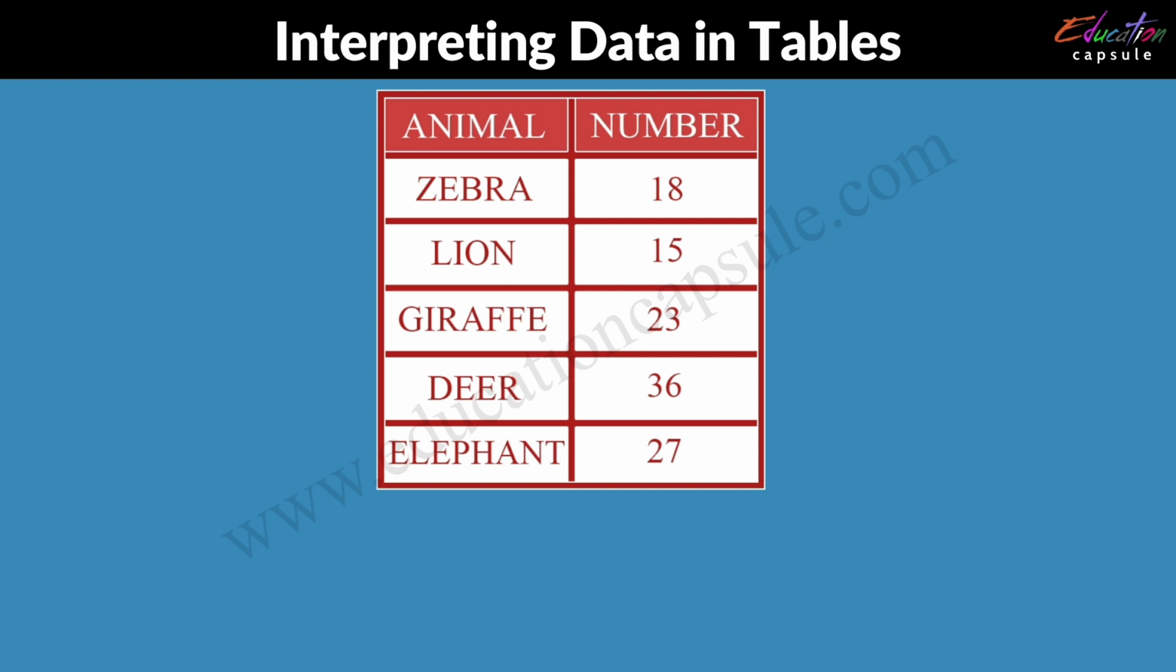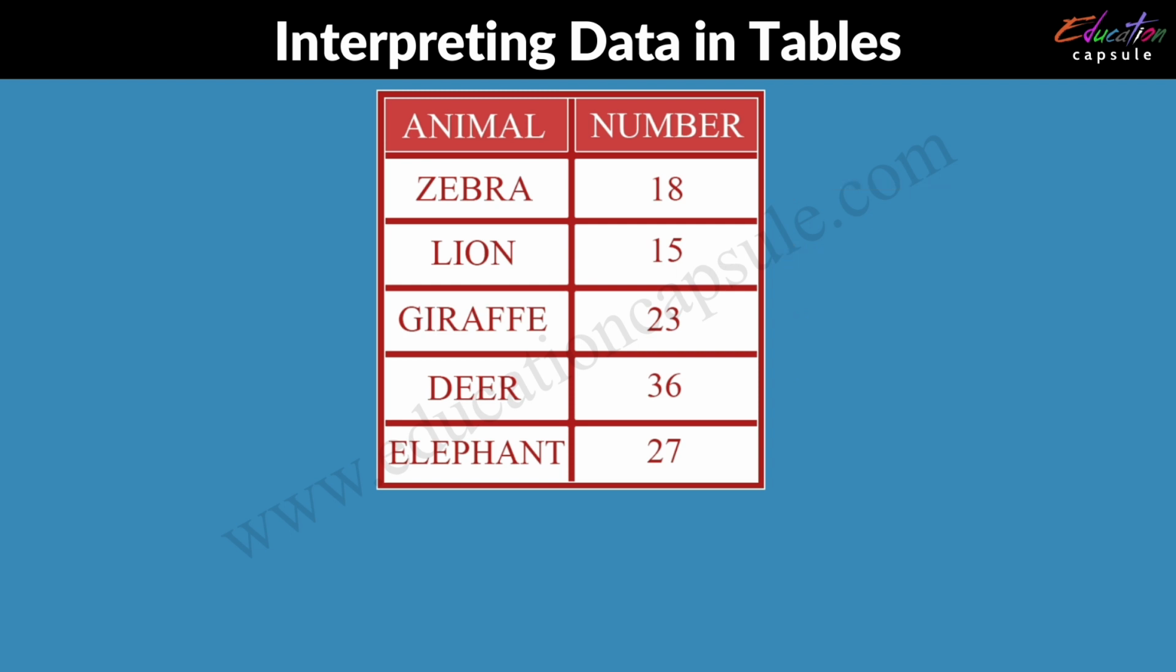Let us take another example. The given table here shows the number of different animals in a zoo. On the left hand side of the column you can see the names of the animals, whereas on the right hand side you can see the number of those animals.